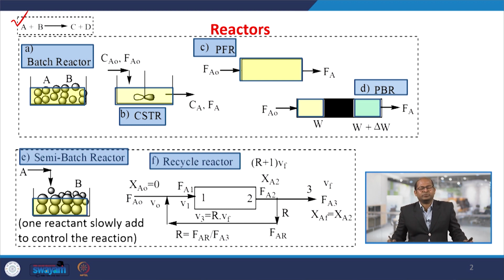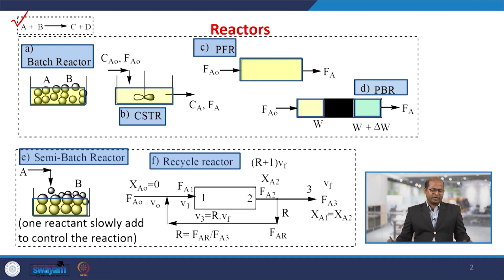Now, once we have selected a particular reaction to conduct to get a particular product, then we need the reactors. The reactor is a very important thing. So, we have to choose a proper reactor, so then we can conduct that particular reaction properly. Okay. There are so many reactors.